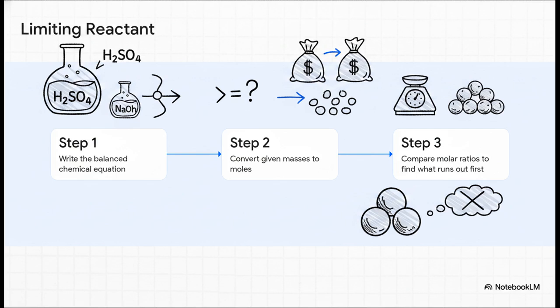Step 2, convert those 10-gram chunks into moles using their molar mass. Step 3, look at the ratio. Since sulfuric acid is way heavier, 10 grams of it actually equals a super small number of moles. It's totally going to run out first. So, sulfuric acid is your limiting reactant. See? No panic. Just a really logical process.